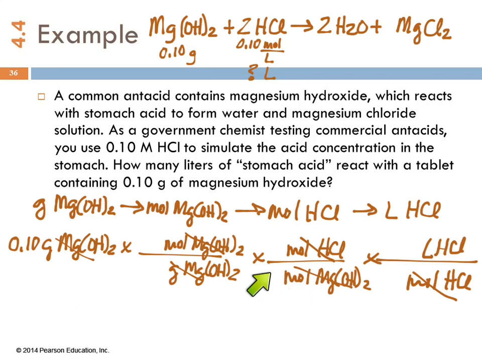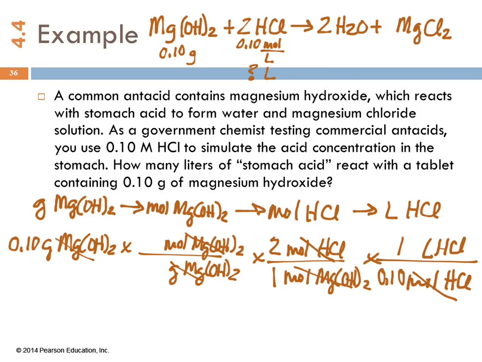The middle one's easy. Do that one first. There's a 1 implied in front of the magnesium hydroxide. Some people really want a number in there, so there you go, there's the number. There's a 2 in front of the HCl. Liters and moles, this is related to the concentration. 0.10 moles per liter. So the 0.10 goes in the bottom.